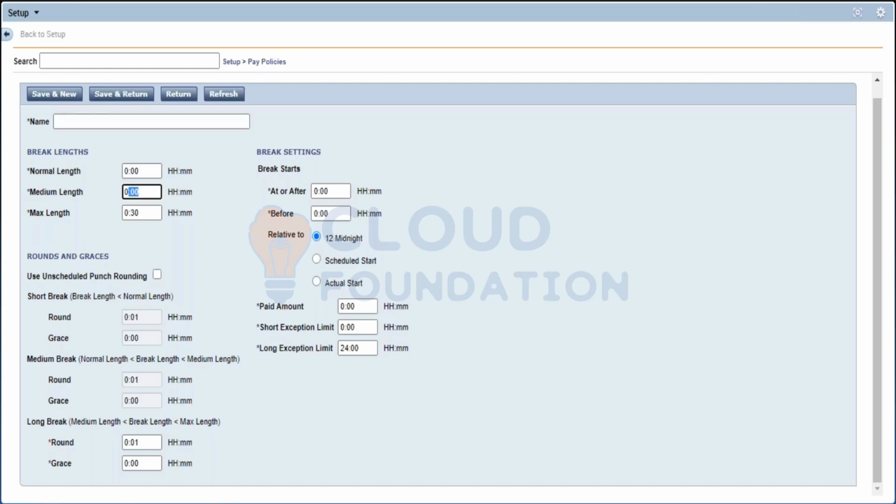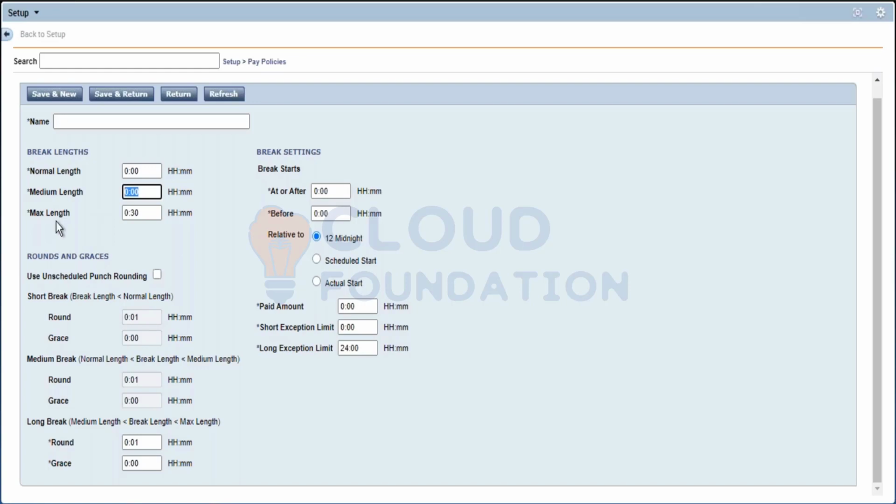So your medium break length is the amount of time between the established length of the break and the maximum length that an employee can punch out during the shift and still have the next punch recognized as the return in punch for that shift. So in the second scenario that we saw, it exceeded more than 1.5 hours, right? So you can set up 2 hours over here. It will interpret based on that, and it will still consider the next punch as your return in punch.